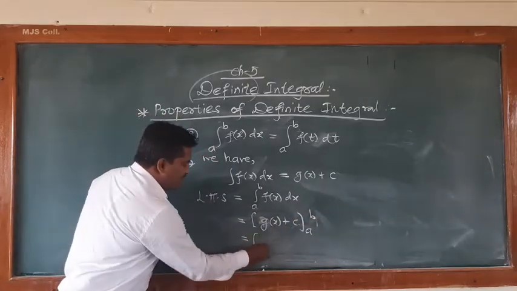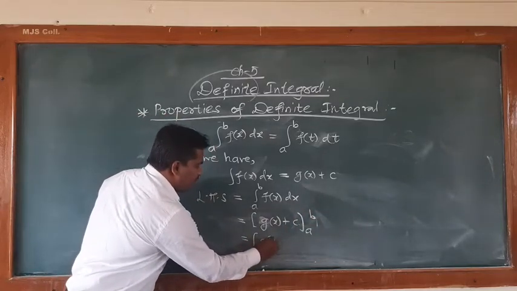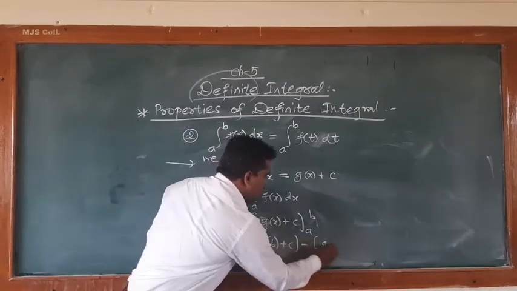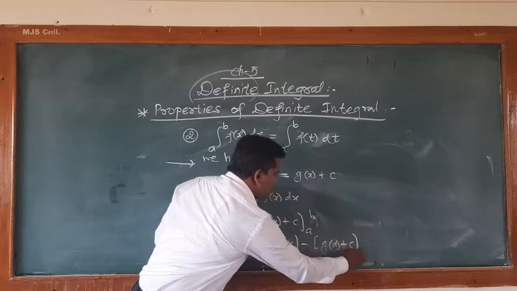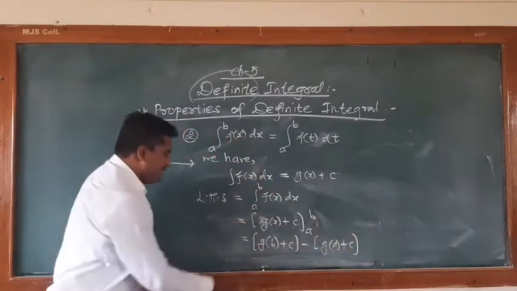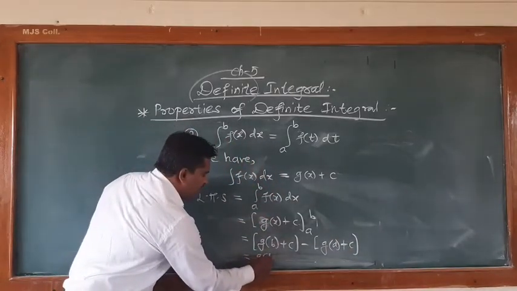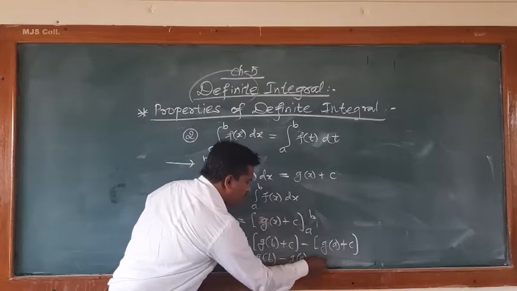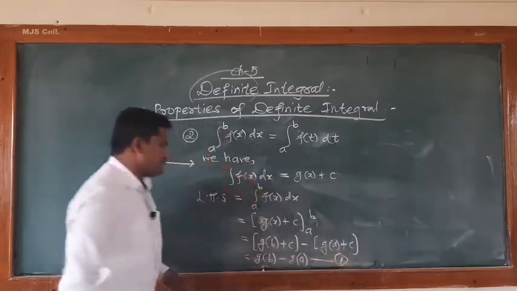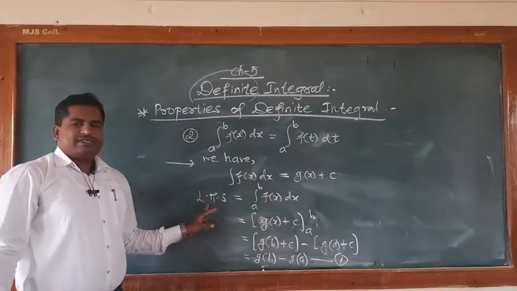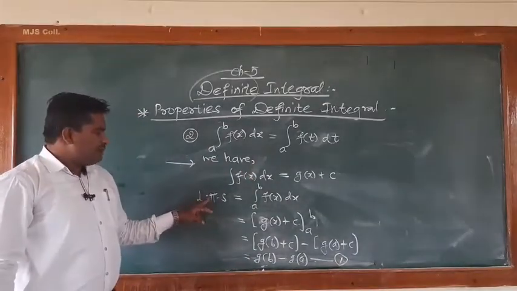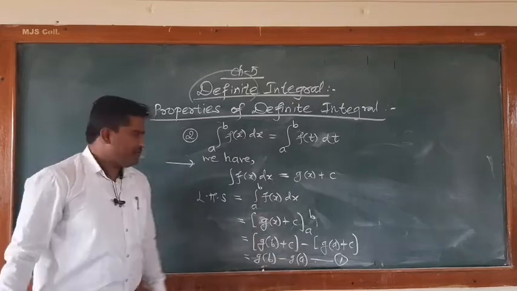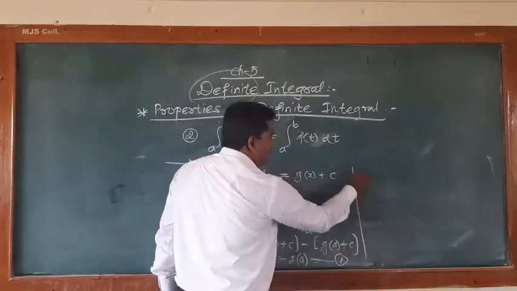Then we get g of b plus c minus g of a plus c. By cancelling c, it is g of b minus g of a. It is equation number 1. We are simplifying this LHS into g of b minus g of a. Similarly, RHS.